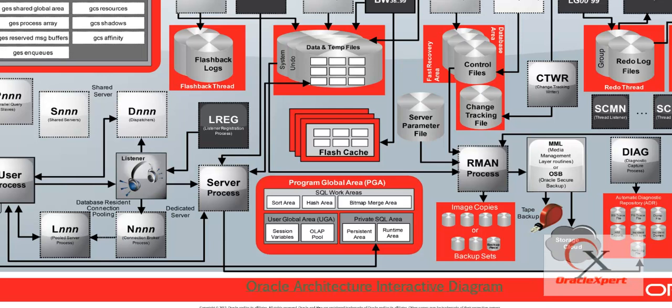Then you have the Java pool. The Java pool is an area of memory that stores all session-specific Java code and data within the Java virtual machine. This memory includes Java objects that are migrated to the Java session space at the end of a call.